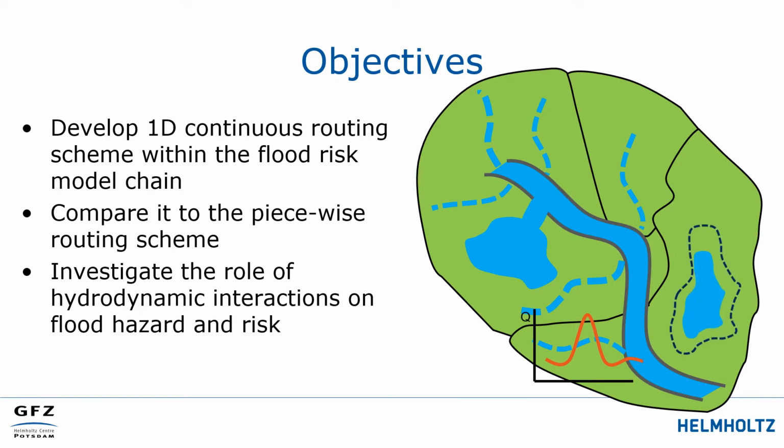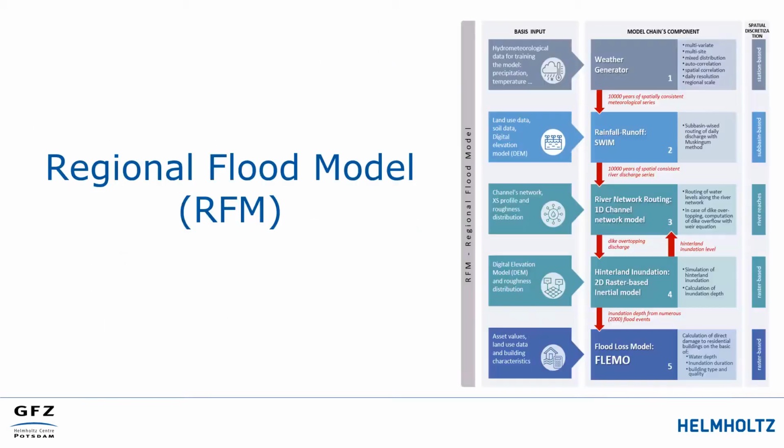So the objective of this study is to develop a 1D continuous hydrodynamic routing scheme and compare it to the old routing scheme, which is the piecewise, and to investigate how much this change is going to affect, increasing or reducing, risk estimation in the catchment.